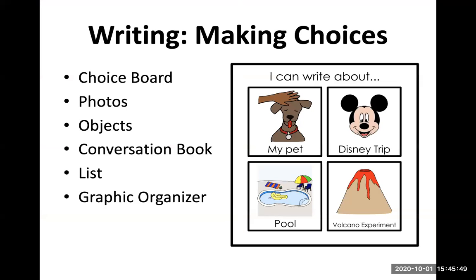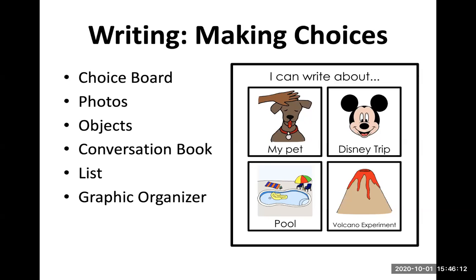These are some ways of giving them a choice. You might give them a choice board, and this is a visual choice board where I'm giving 4 different things. You can write about your pet, your trip to Disney, our pool, or the volcano experiment we did last week. Which one do you want to write about? I'm going to write about our pet. Which one will you write about?